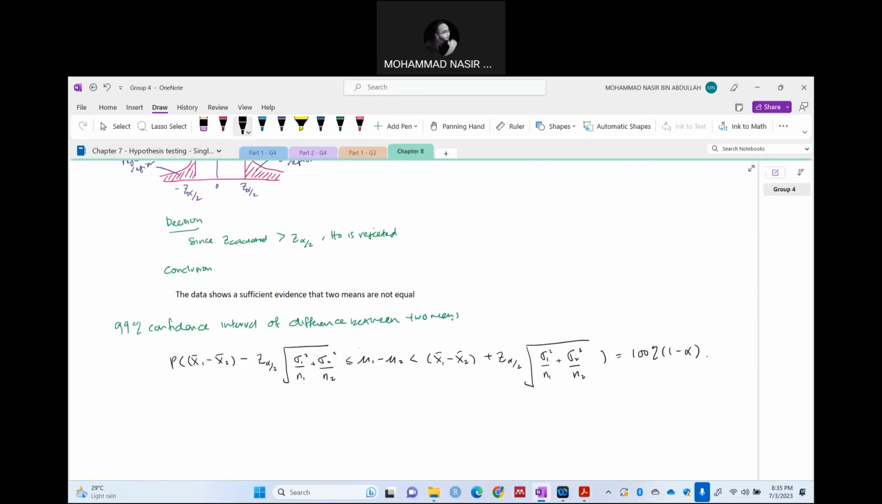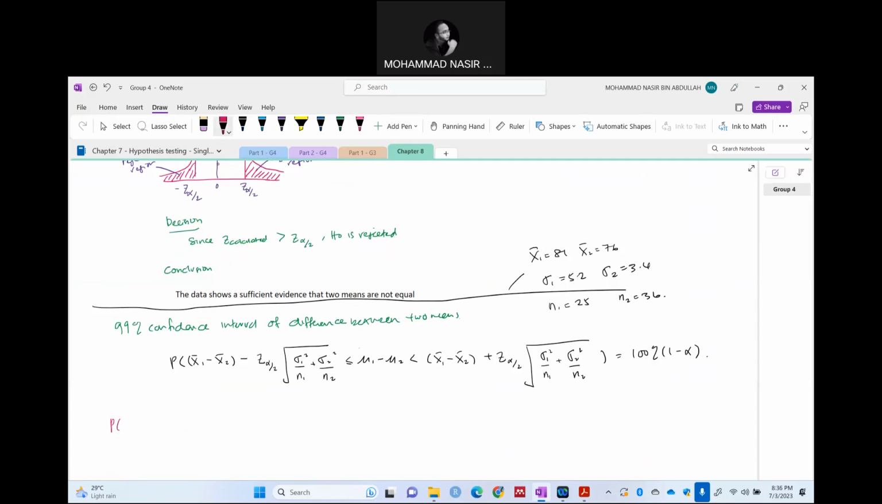So from the statement, we know that x bar 1 is equal to how much? 81, right? 81, x bar 2 equal to 76, and then sigma 1 equal to 5.2, sigma 2 is 3.4, and n1 equal to 25, and n2 equal to 36. So these are the values from the statement, right? Example number 1. So we just plug the values into the formula.